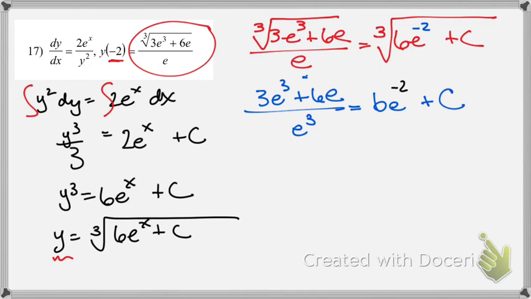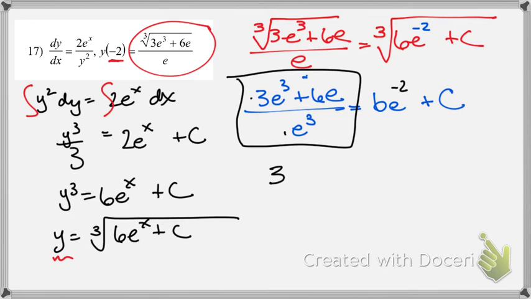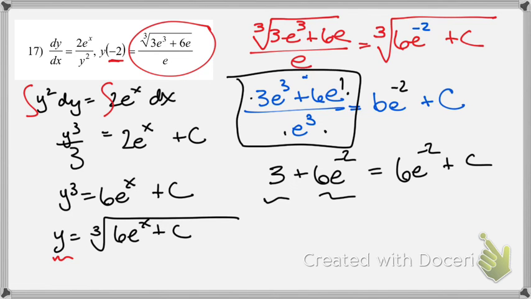Well, before I do that, I can simplify this. This is an STD, single term denominator. So if I put this over this, the e's will cancel. I'll just get a 3. If I put this over this, I'm going to get 6e to the -2, because 1 minus 3. And now 6e to the -2 plus c, and this is a 6e to the -2 plus 3. Hopefully you can see that c has to be 3.